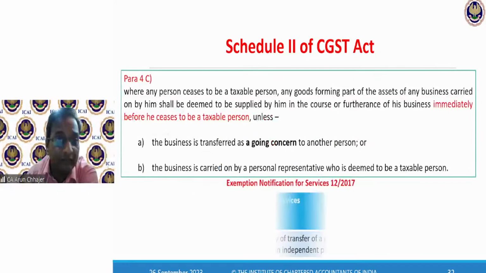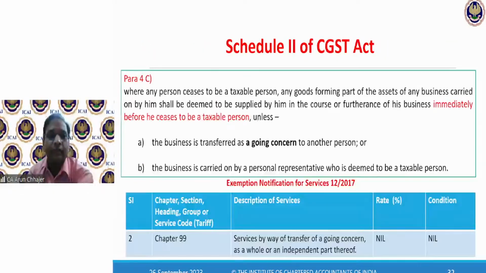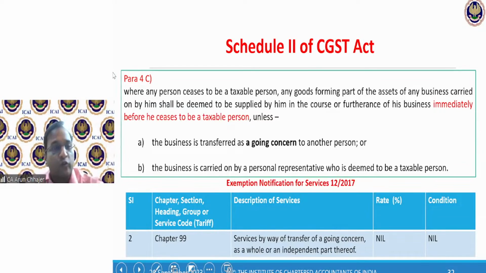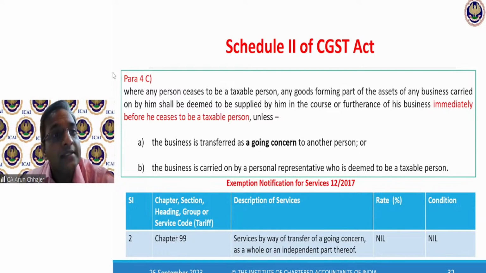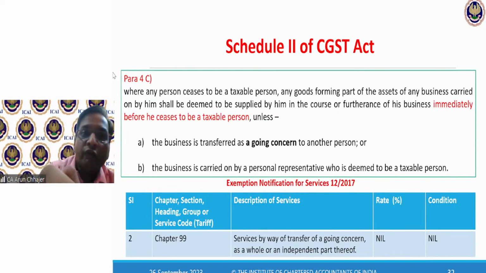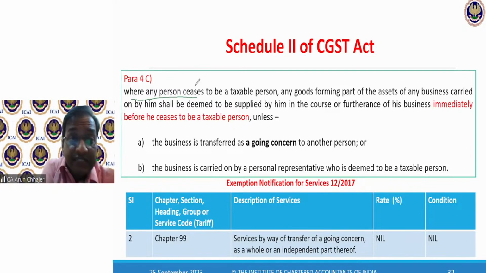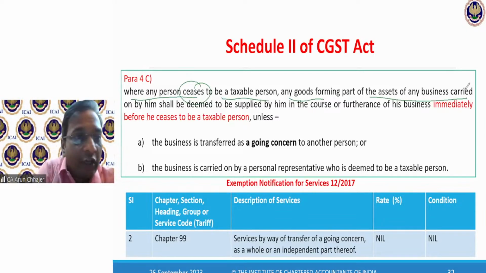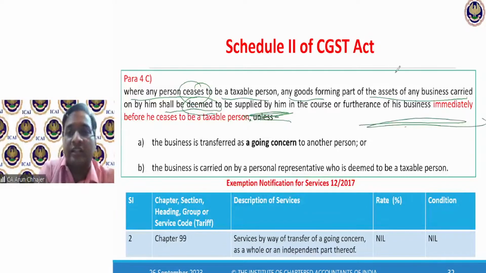So para 4b, wait. Para 4b says, it was missed by me. Para 4b says it is being transferred for use other than business. So it is not permanently transferred. It is for the purpose of other than business use. Then it is treated as supply of service. Para 4c says that where any person ceases to be a taxable person, any goods forming part of the asset of the business carried on by him shall be deemed to be supplied by him in the course or furtherance of business.